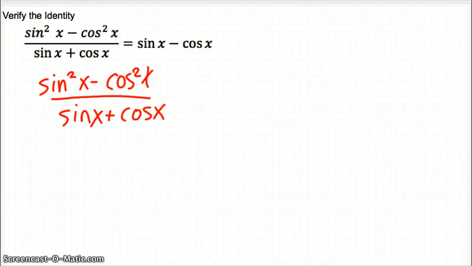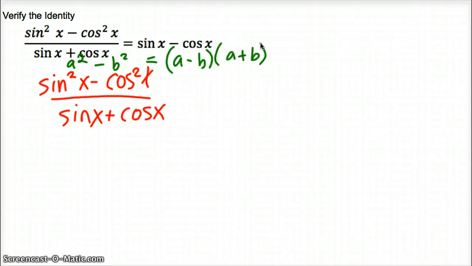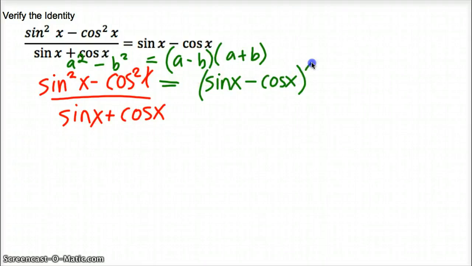I mentioned at the beginning of this video that it's about factoring. The top can be factored. The top is like a difference of two squares. We can think of this as a squared minus b squared, which easily factors into a minus b times a plus b. This is the difference of two squares, something you'll want to get really familiar with. So I'm going to factor the top into sine of x minus cosine of x times sine of x plus cosine of x.